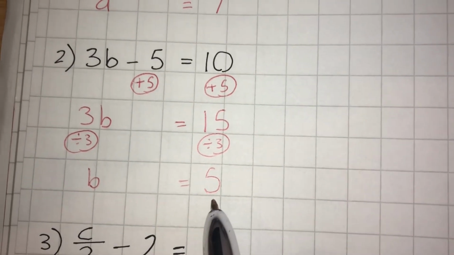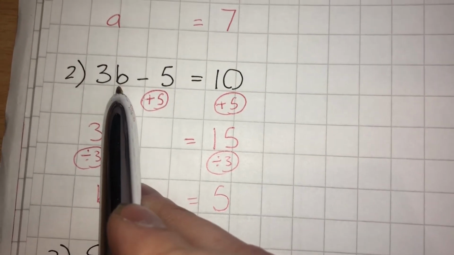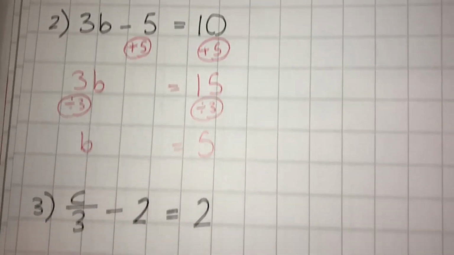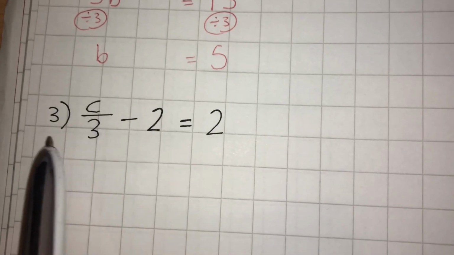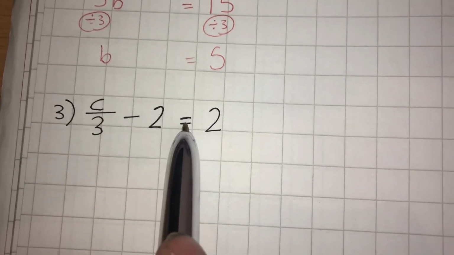And again, substitute back in just to check. So if b is 5, 3 times 5 is 15. Take away 5 equals 10. Makes perfect sense. Alright. The next one, we have a division here. So we've got c divided by 3, take away 2 equals 2.